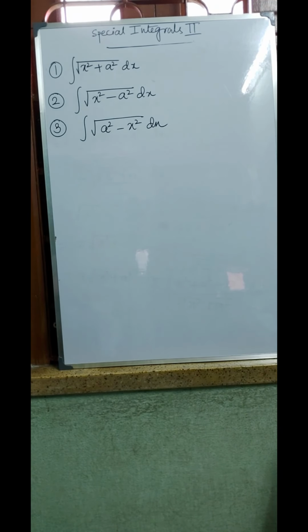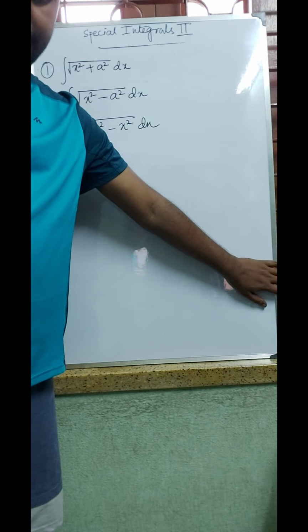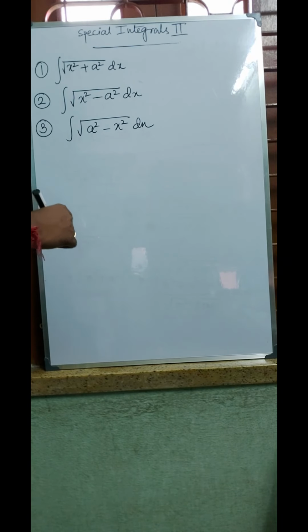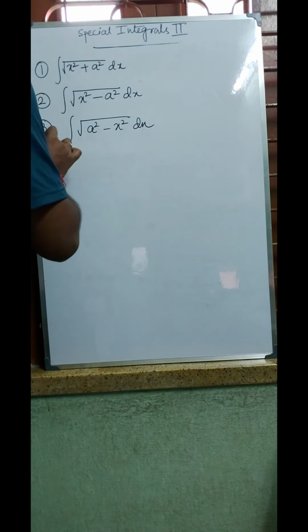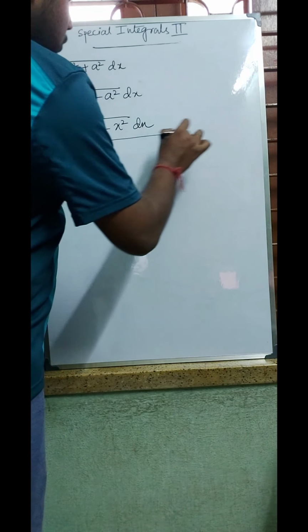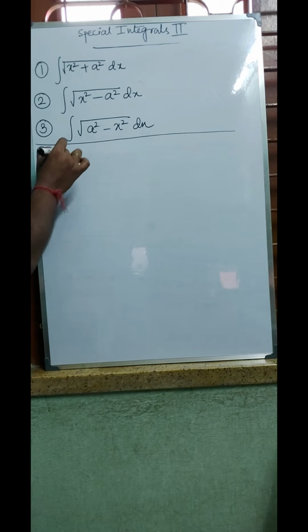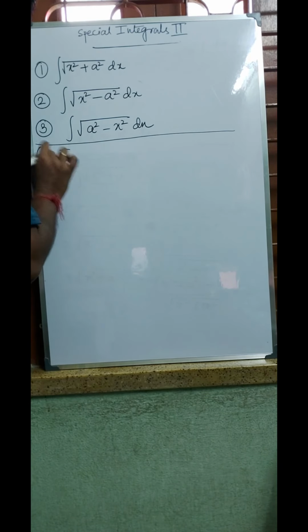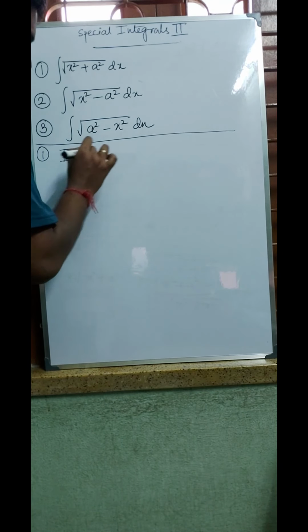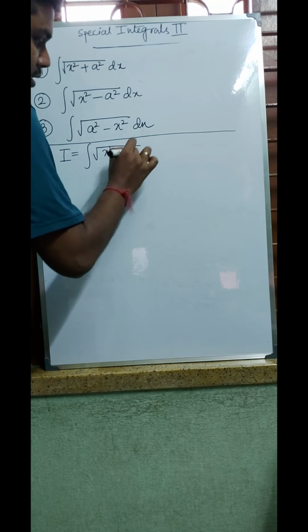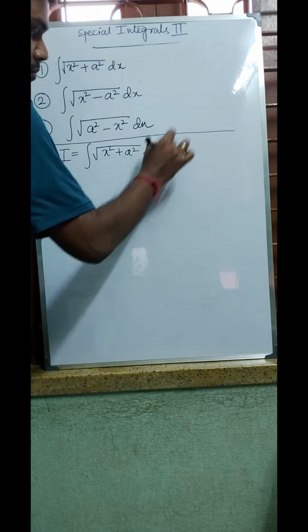Yeah, fine. So now let us prove one and then we are going to write formulas for the next two. So let us start off with the first one. So let me consider I. I is the integration under root x square plus a square dx.